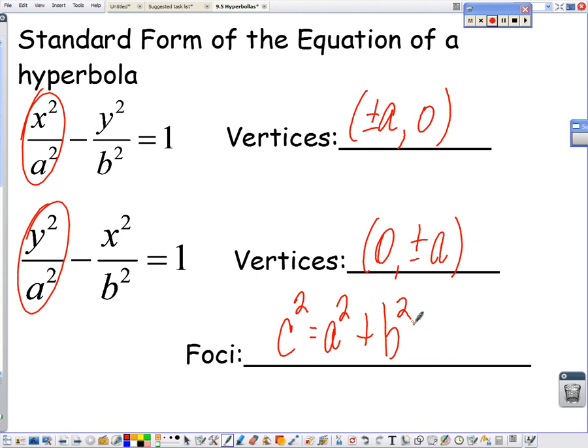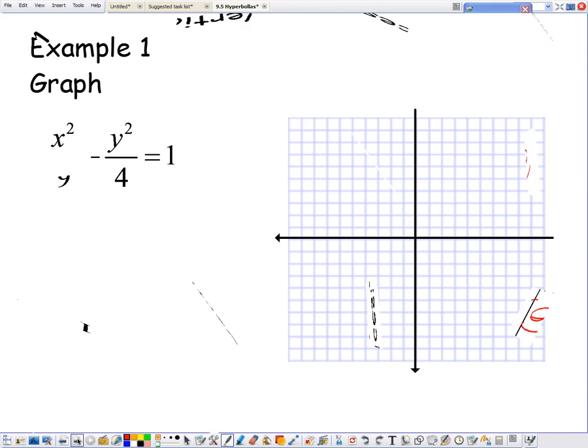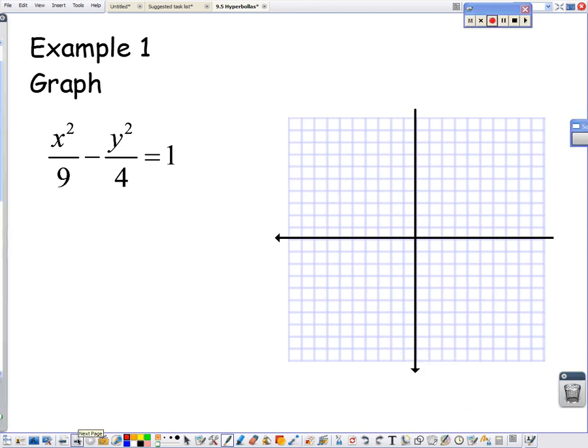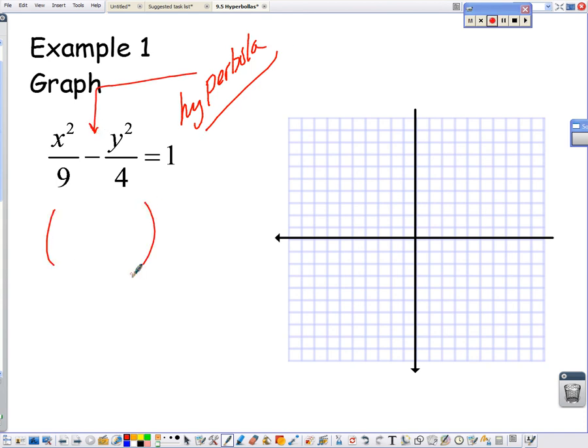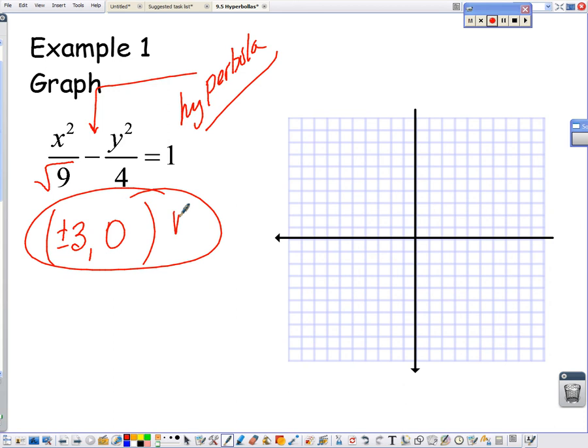All right, so let's look at example number 1, and we want to graph the equation x squared over 9 minus y squared over 4 equals 1. Well, we've already got our equals 1, and we have a minus, so this automatically tells me this is going to be a hyperbola, because of the minus sign. Now, what we're going to do is find the square root of both of these. Since it's under the x squared, it's plus or minus 3, 0. And this is where our vertices are.